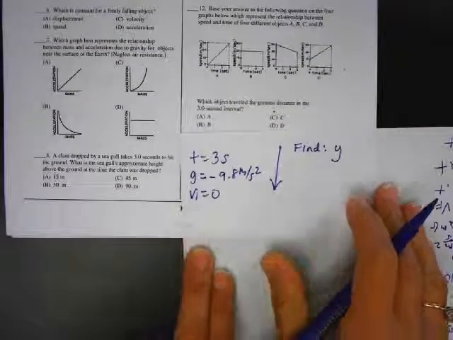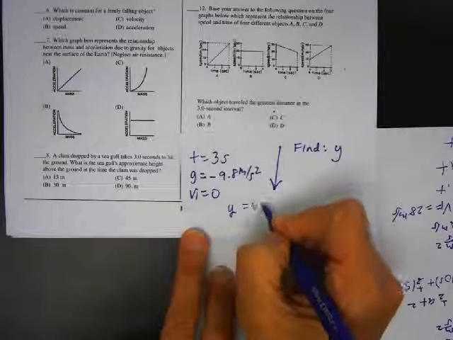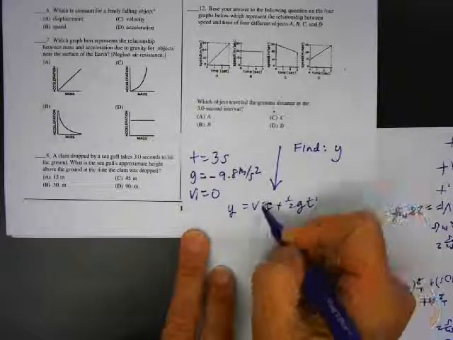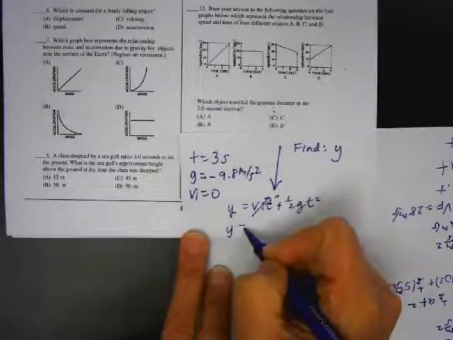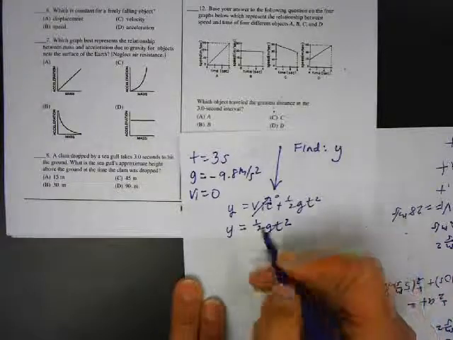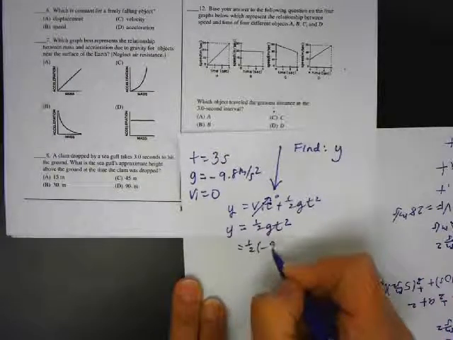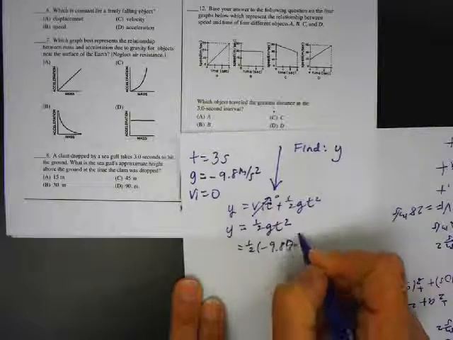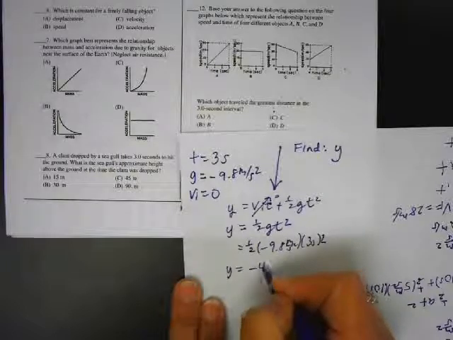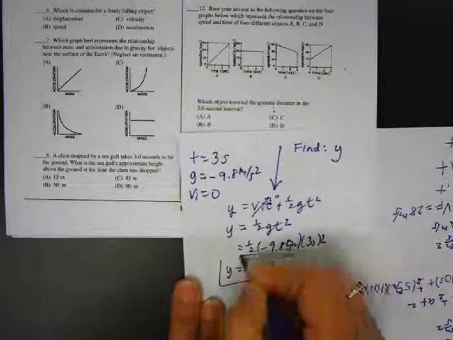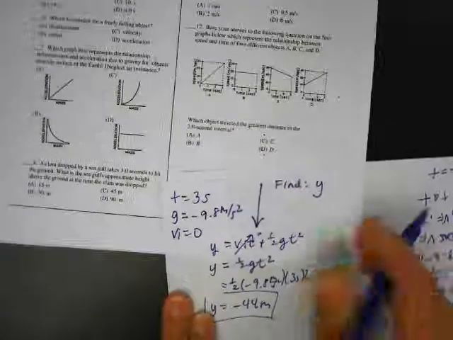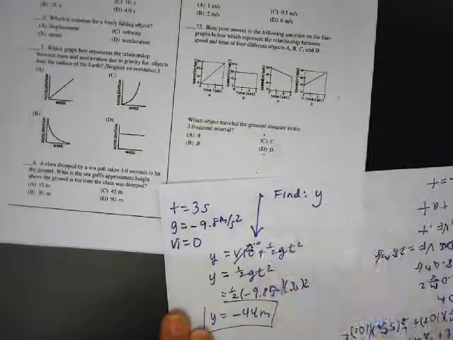So now, what we're going to do is we're going to use the equation y is equal to VIT plus 1/2 gt squared. The initial velocity is 0, so it's just y is equal to 1/2 gt squared, and then we substitute in our values, which is 1/2 times negative 9.8 times 3 seconds squared. So y ends up being negative 44, and it's negative. Now here they don't ask you for the negative sign, but the negative means that you're measuring from here down. Okay.